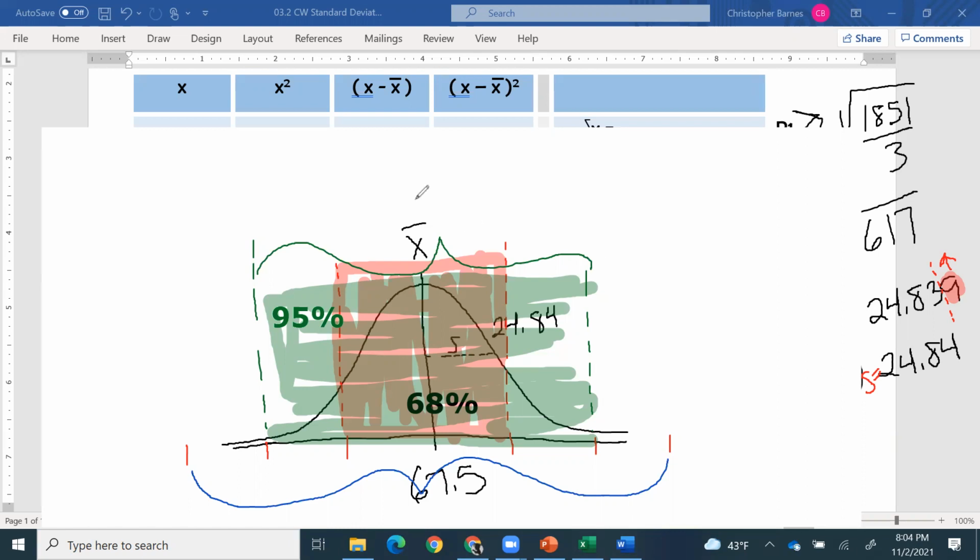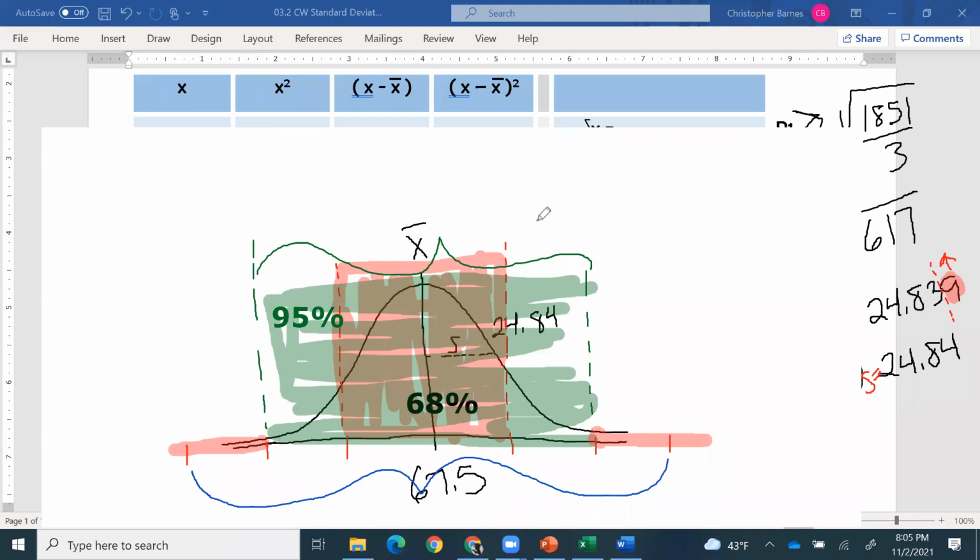Now, how can this be important? If we look at this right here, 95% of the scores fall within 2 standard deviations. Now let's sit back and focus on what percent of the scores are outside of 2 standard deviations. So we're talking about this region right here, and then we're talking about this region right here.